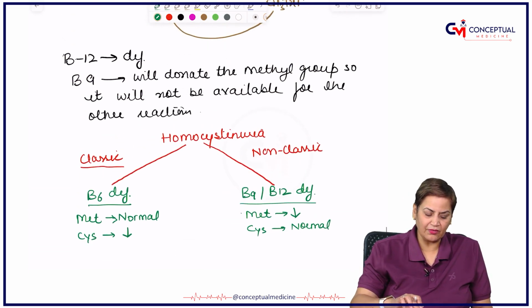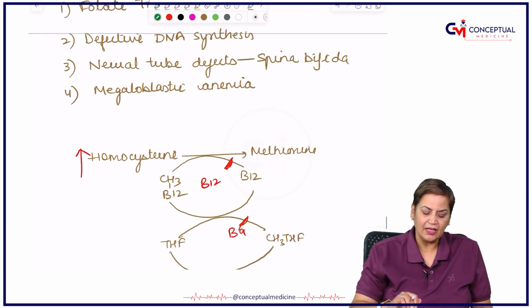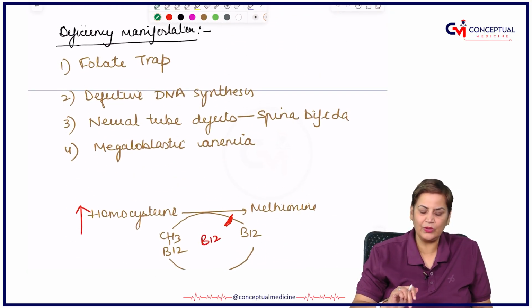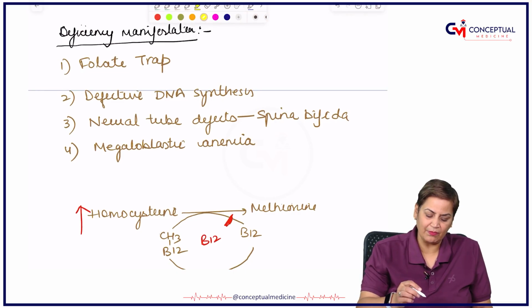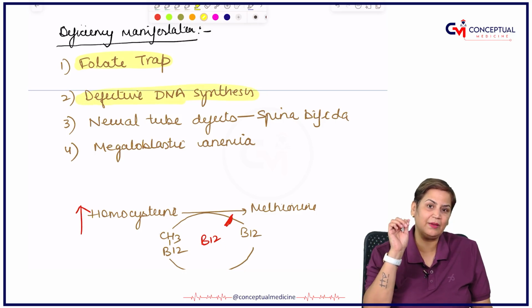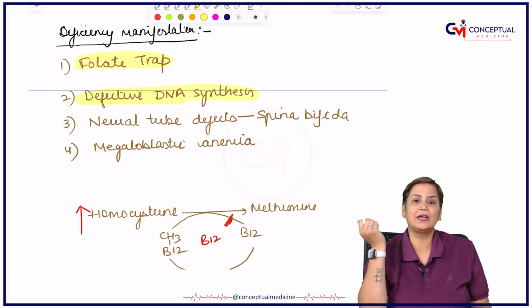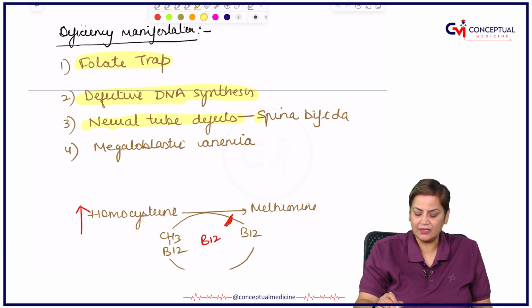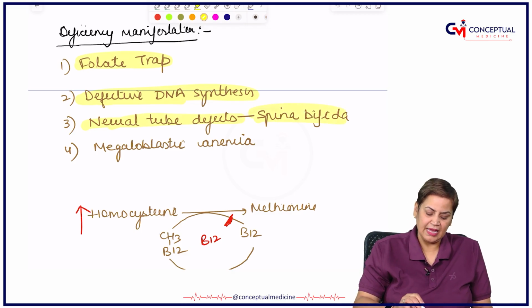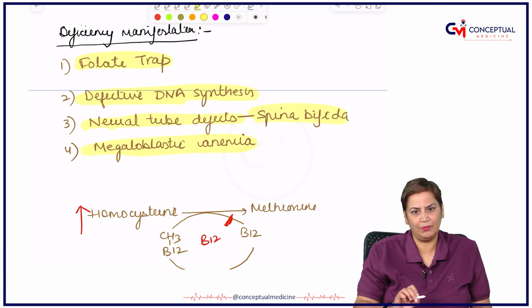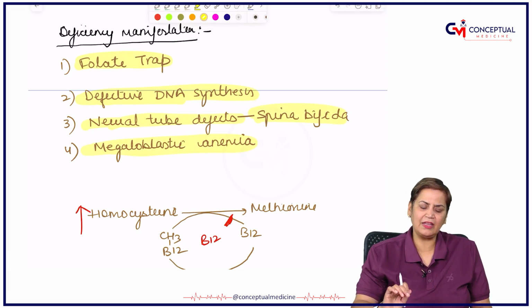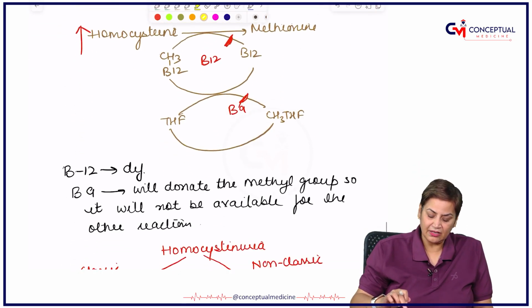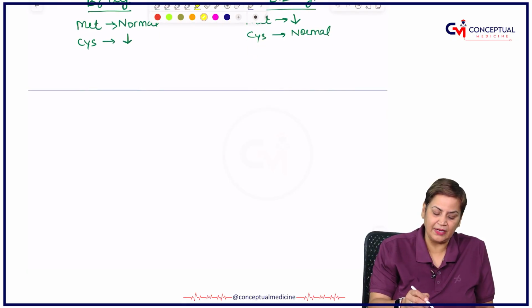So these two are the very important deficiency manifestations with the reactions. There will be trapment of folic acid. There will be a defect in DNA synthesis, because uracil will not be converted into thymine. Then it will lead to neural tube defects, and then megaloblastic anemia will be there. So these four are the very important deficiency manifestations of folic acid. And then next we come over to the assessment.